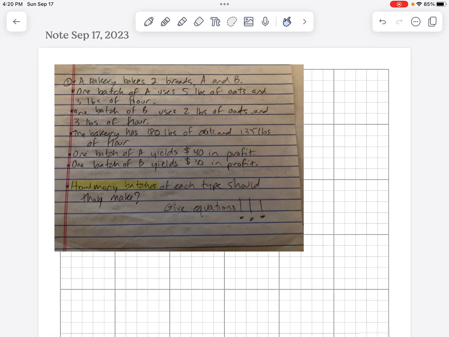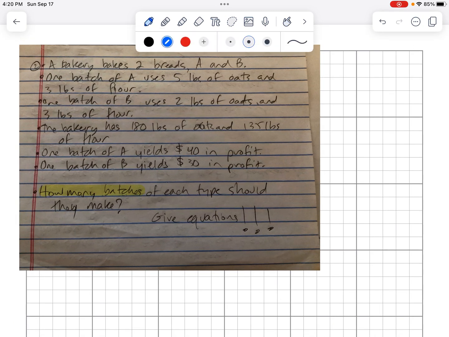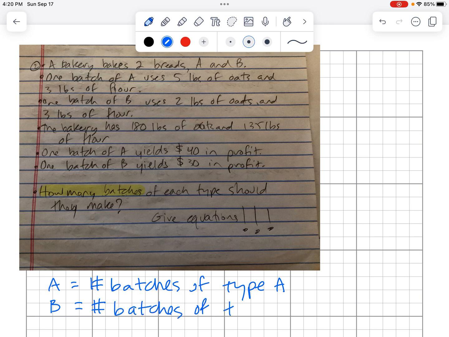And so I'll define my variables. And I think it would be very clear if I say A represents number of batches of type A. And then B is number of batches of type B. And so we have our variables, and now, just like before, we can find an equation and we can find inequalities related to these variables.